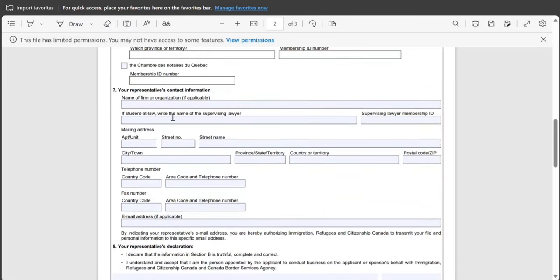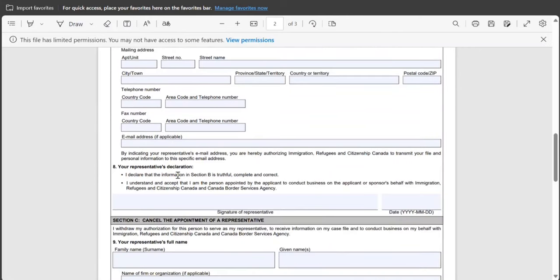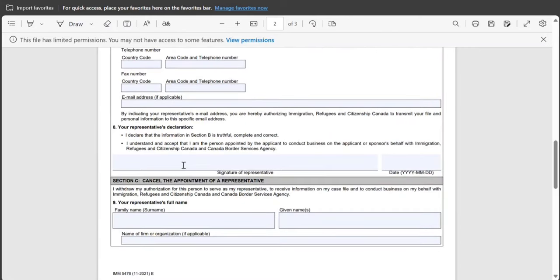Okay, now their contact information. It's pretty simple. I don't have to go through it. Now this is going to be the signature of the representative. So your representative needs to sign this also.